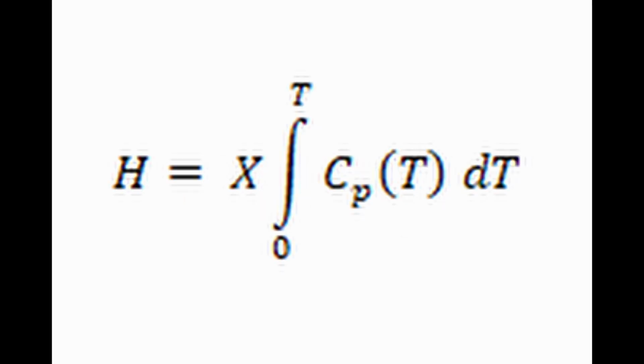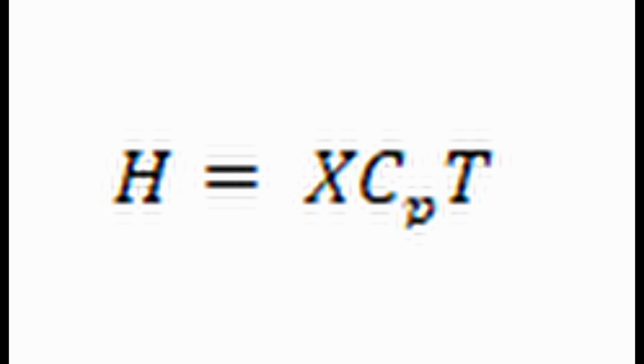The total enthalpy of a substance can be written as an integral of its heat capacity at a constant pressure, as shown in the equation. H is the total enthalpy of the substance, X is the number of moles, Cp is the heat capacity at a constant pressure, and T is the temperature of interest. At the temperature of interest, the enthalpy of a substance is H equals X times Cp times T.